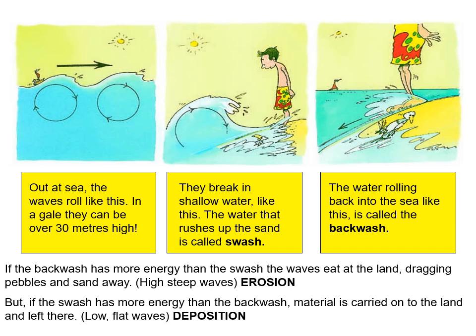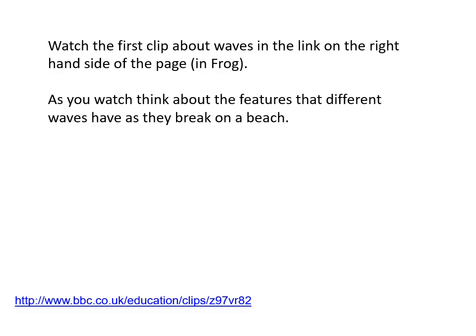Now, if the swash is stronger, it can push material up the beach and help beaches get bigger. If the backwash is stronger and bigger, it can take material off the beach and erode away at the beach. So understanding these two motions of swash and backwash is really important for understanding what is happening at a beach. You now need to watch the first clip on the right hand side of the page in Frog. As you watch this clip, think about the features that waves have as they break on the beach.